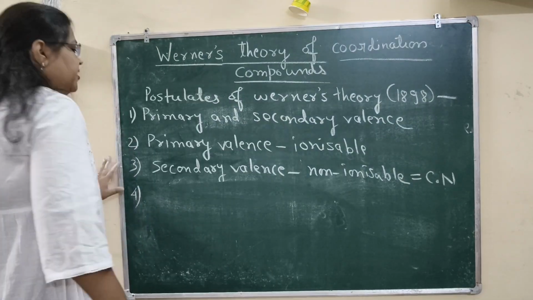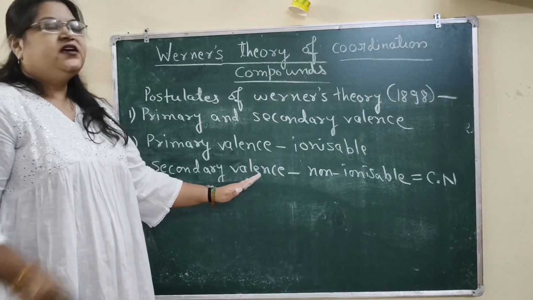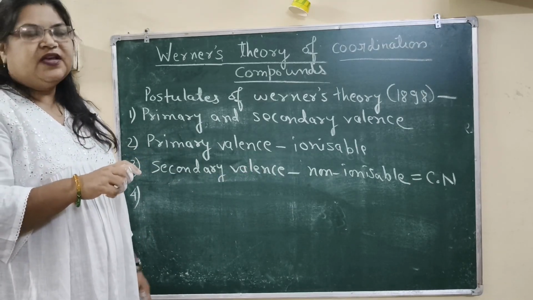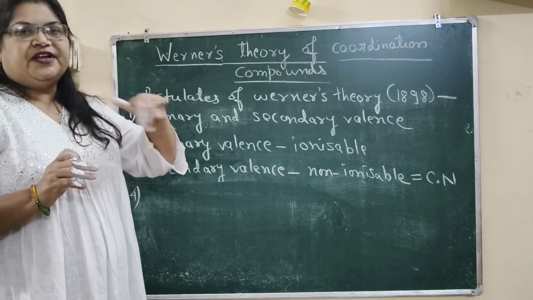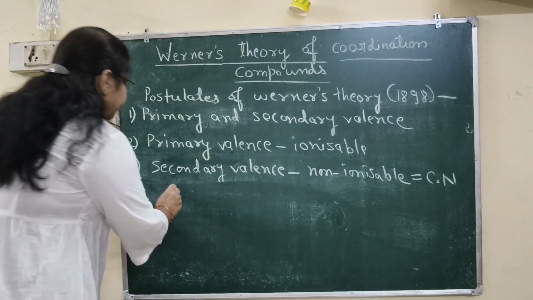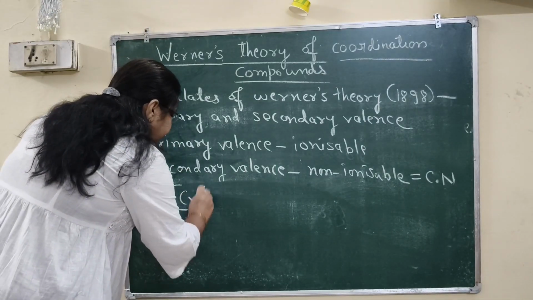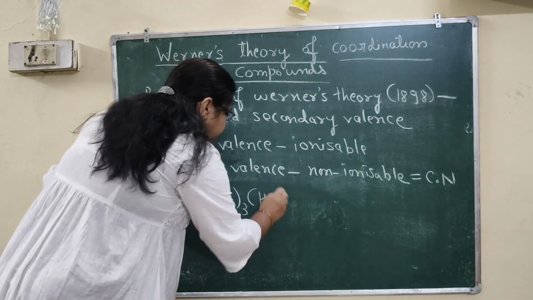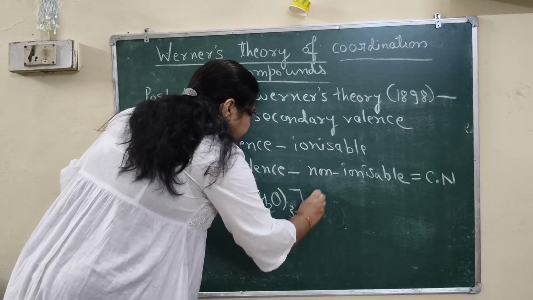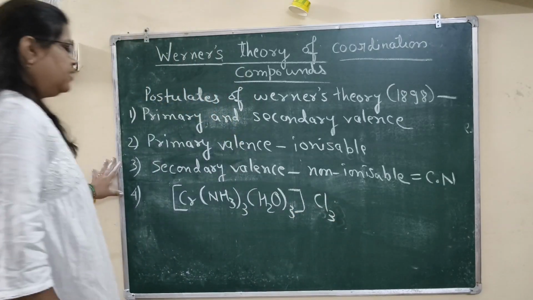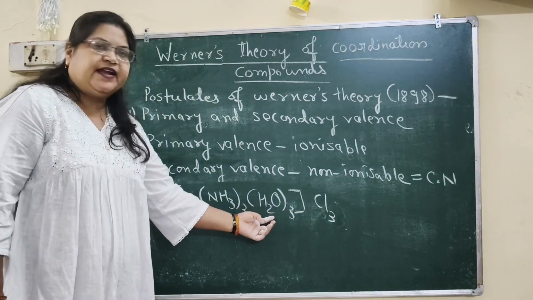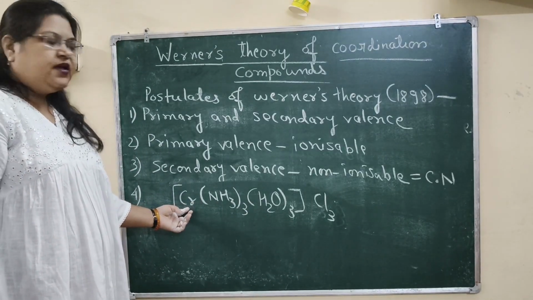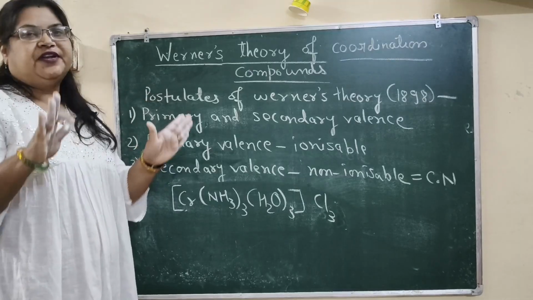Fourth point, ये जो secondary valency होती है students, the molecules or anions which are directly attached to the central metal atom, they are arranged in a definite geometrical pattern. Let us take one example. Here, this is your secondary valency. They are directly attached to the central metal atom chromium. They are arranged in a definite geometrical pattern.